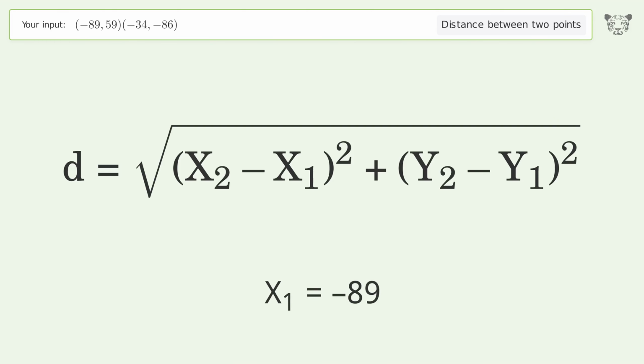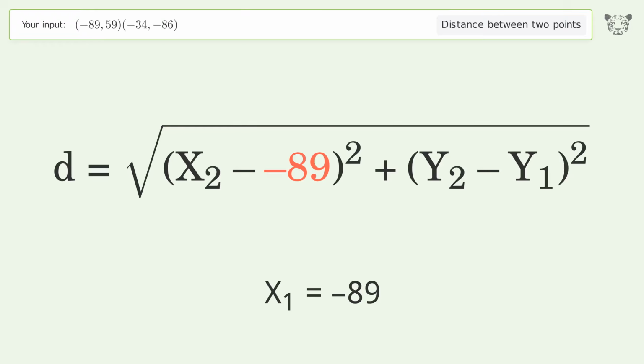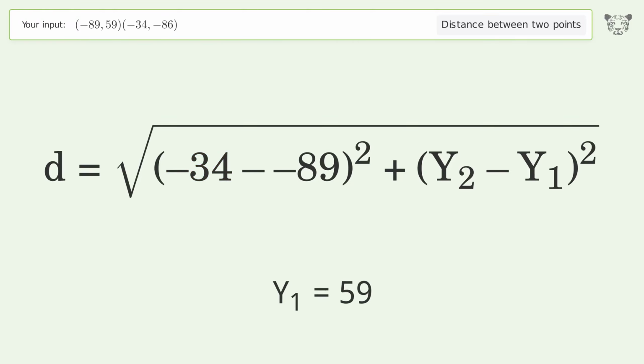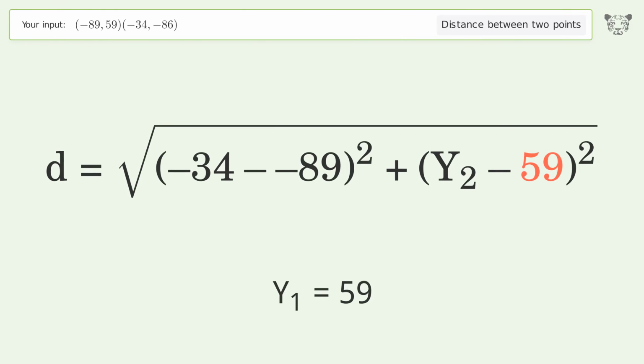x1 equals -89. x2 equals -34. y1 equals 59. y2 equals -86.